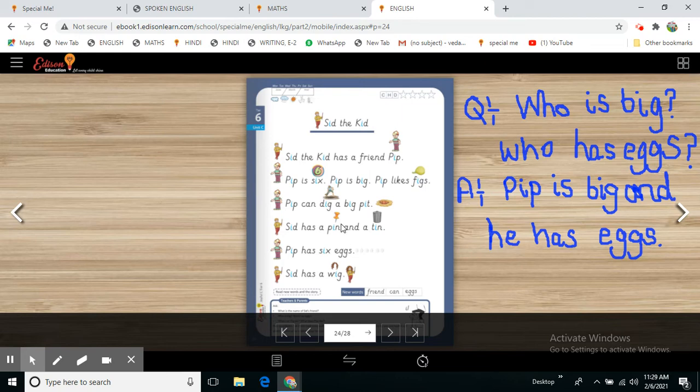So today's English session is over and now it's time for math session. So bring out your math book.